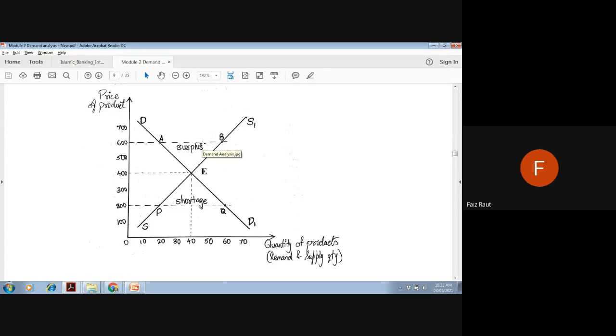Those 40 products will be getting wasted, and the producer will not be able to sell those 40 products, and it will be a wastage for him or a storage cost for him. So because of that, he will try to reduce the price, give schemes to the consumers, and try to sell those products at a lesser price. So the price slowly starts to drop from 600 to 500. Still he'll have surplus.